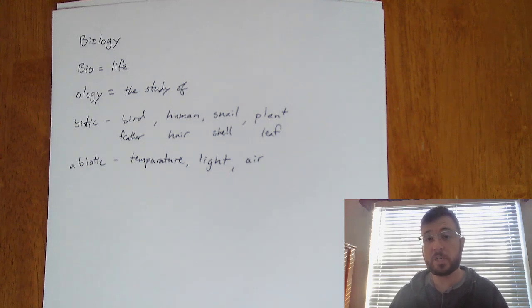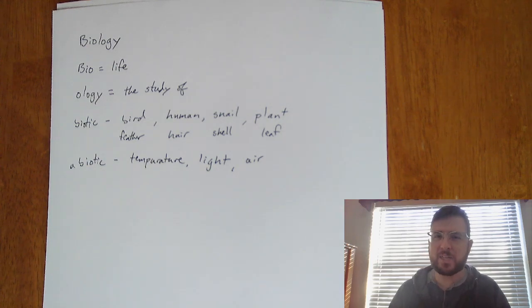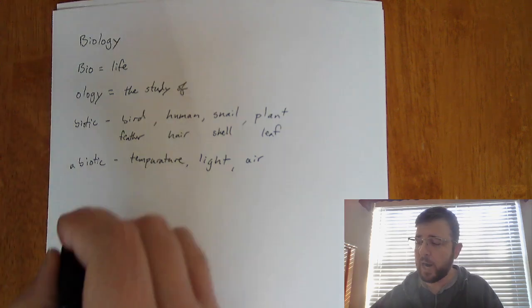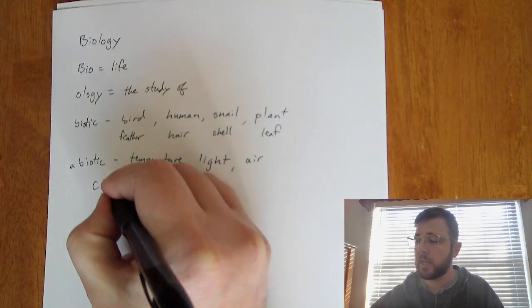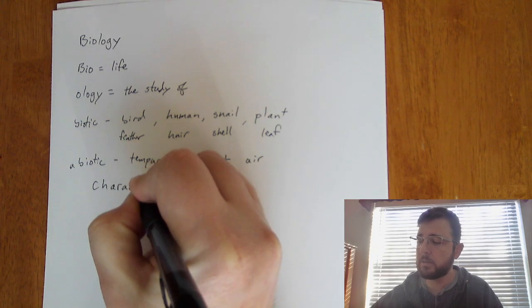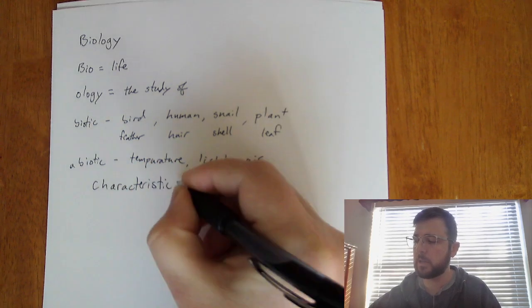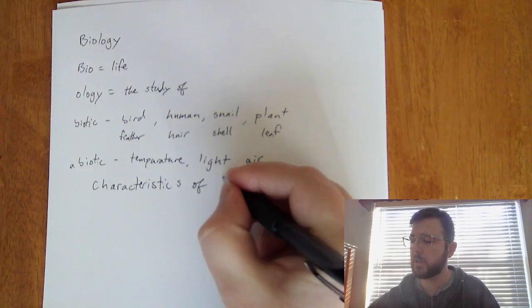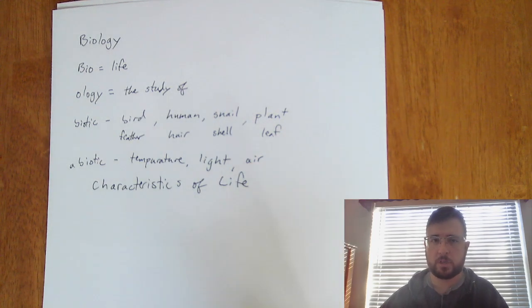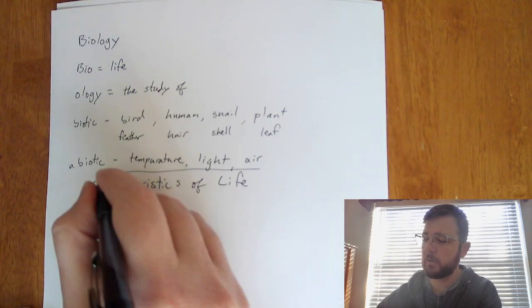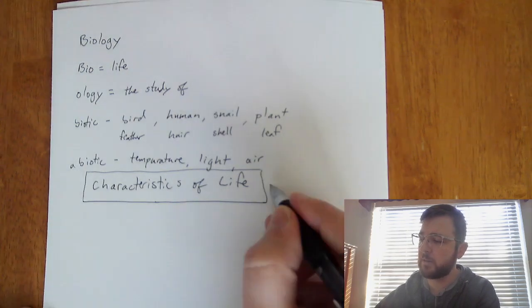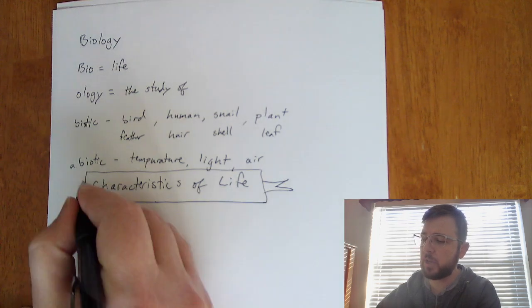Now, it's probably easy to identify what is alive and what is not, but it can be a little bit more tricky to define exactly what makes it a living thing and how it is able to do all this stuff. And the easiest way to do that, biologists have got together and created the characteristics of life. This is what we need to talk about here. And so we'll put a little box around that. We'll make this little banner here.